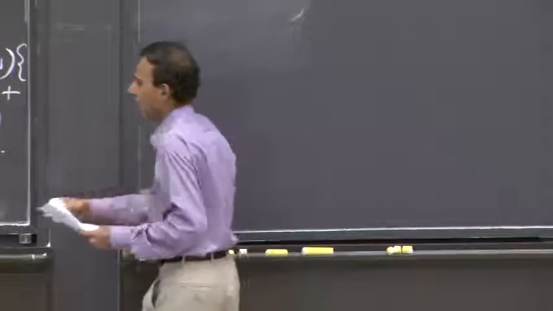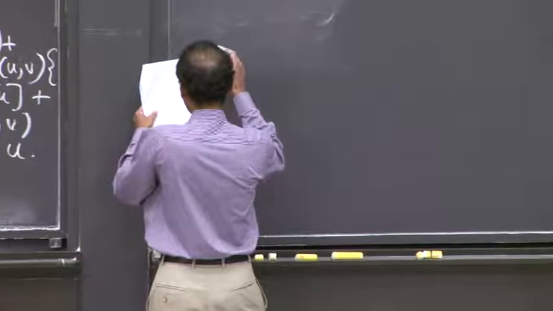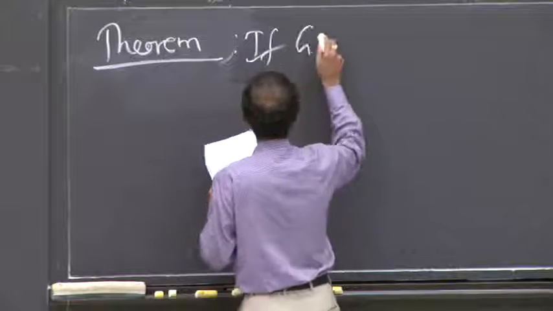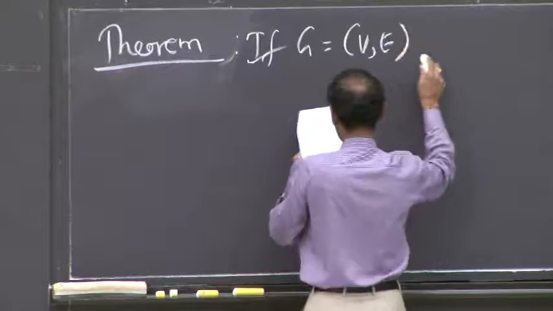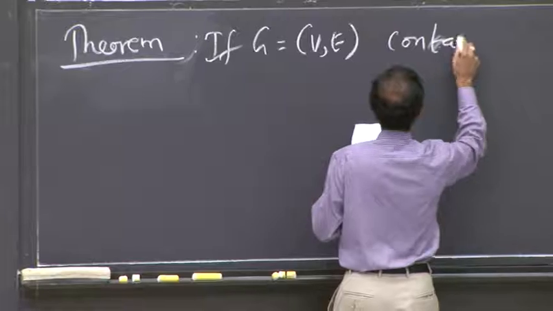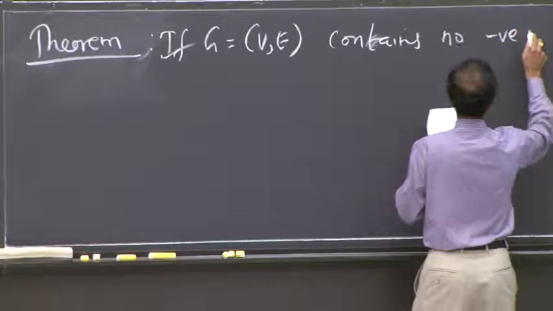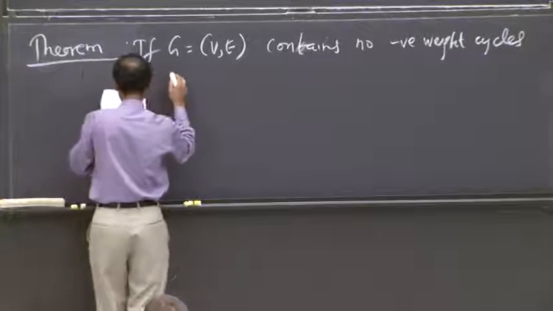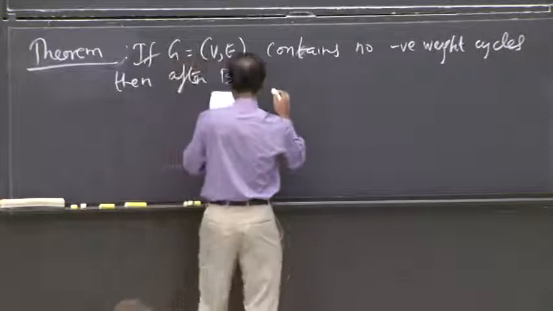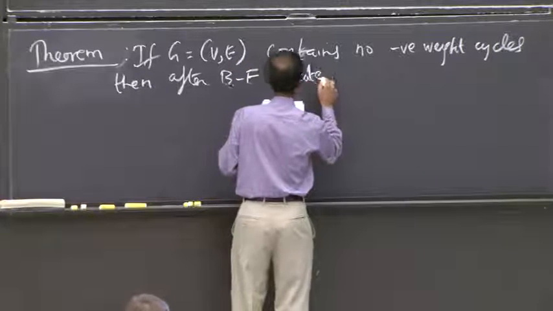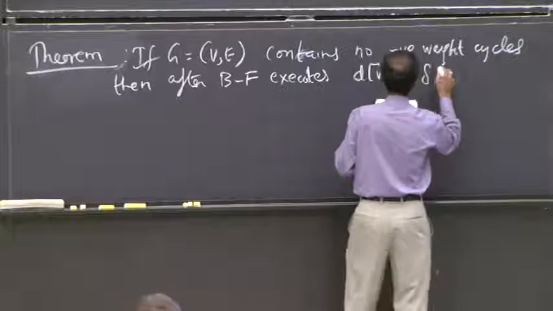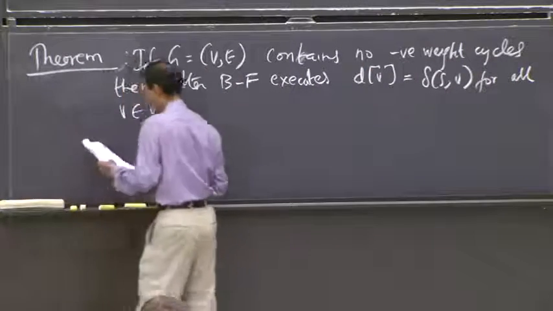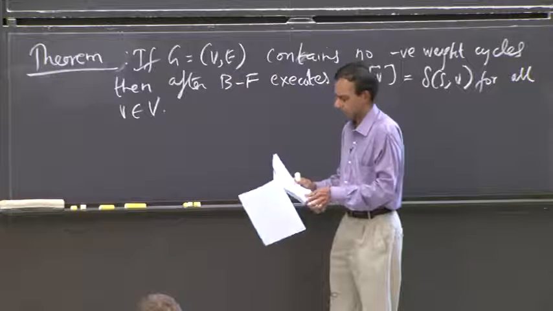So what we have here for this algorithm is that it can guarantee, in a graph G equals (V, E), if it contains no negative weight cycles, then after Bellman-Ford finishes execution, d[v] equals delta(s, v) for all v belonging to V. All right? That's the theorem we want to prove.